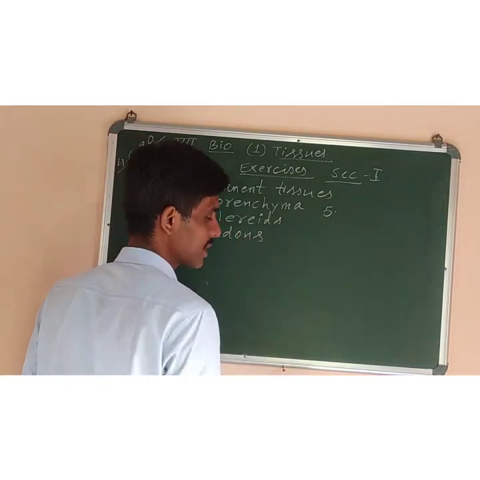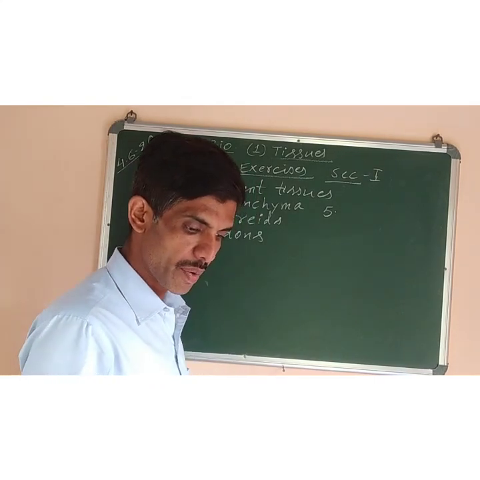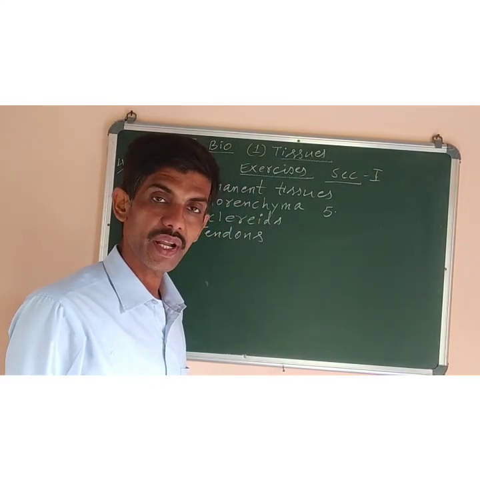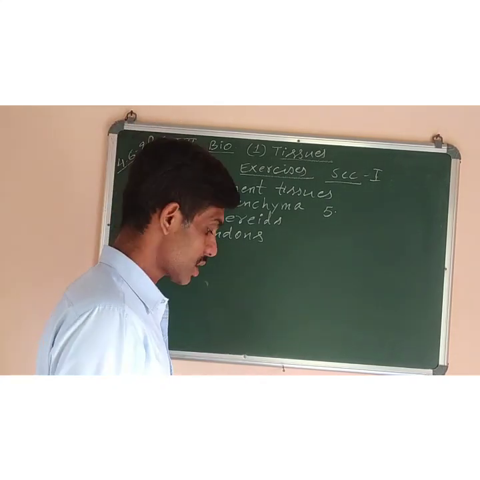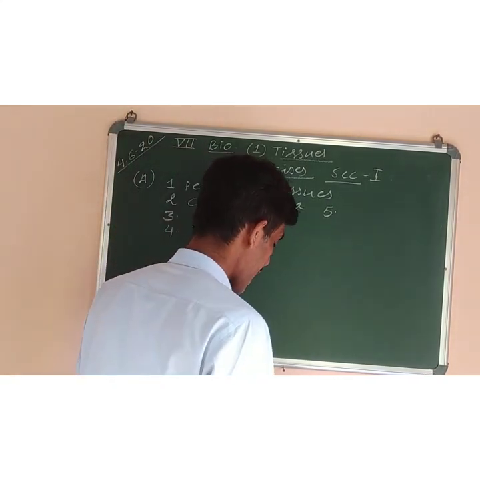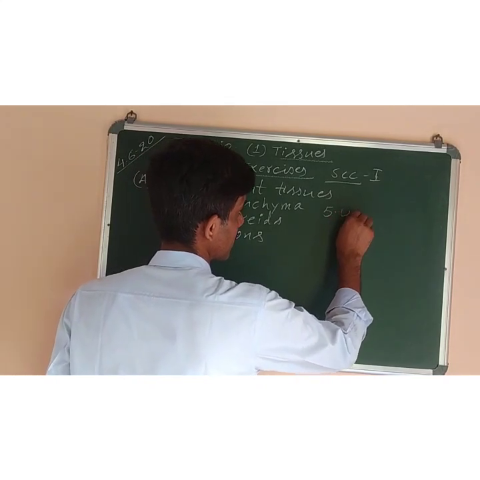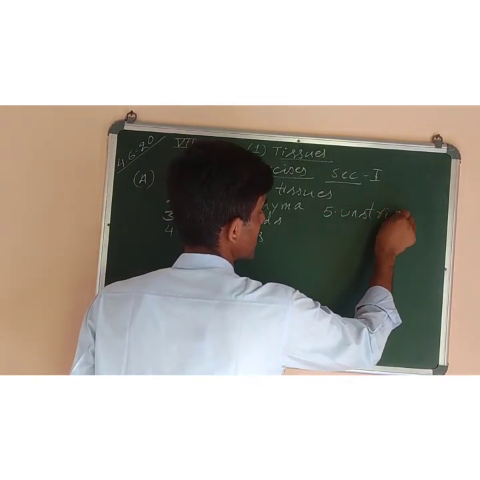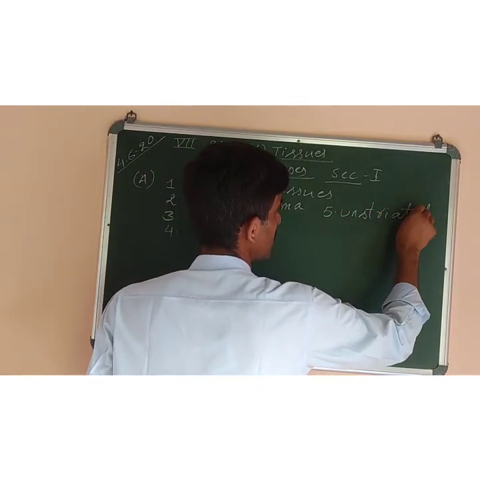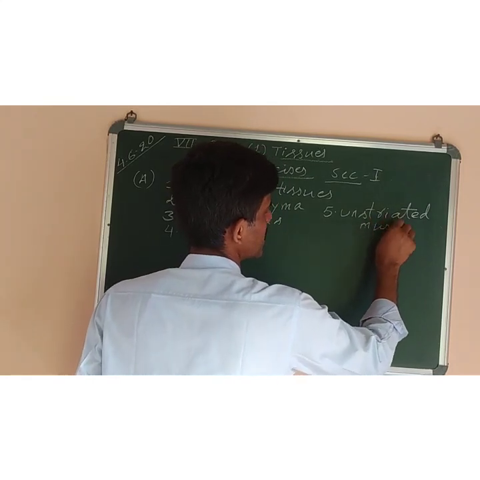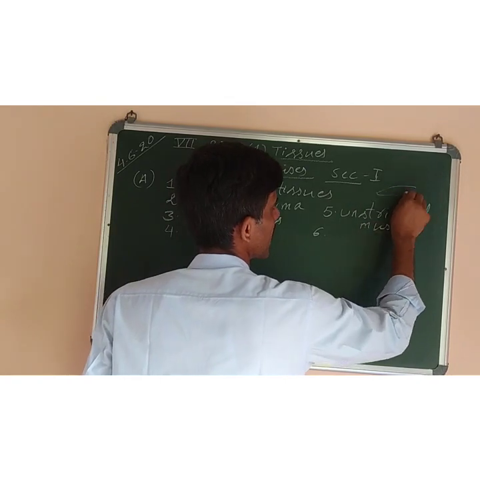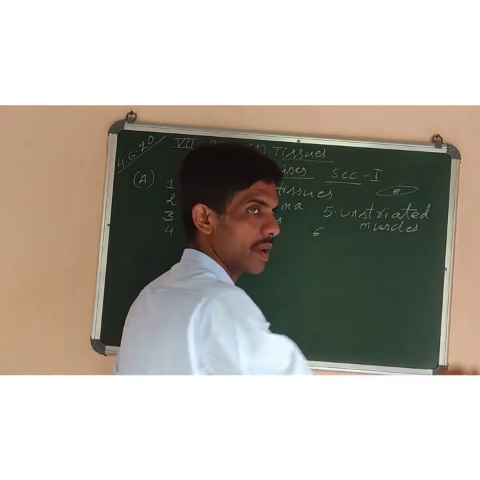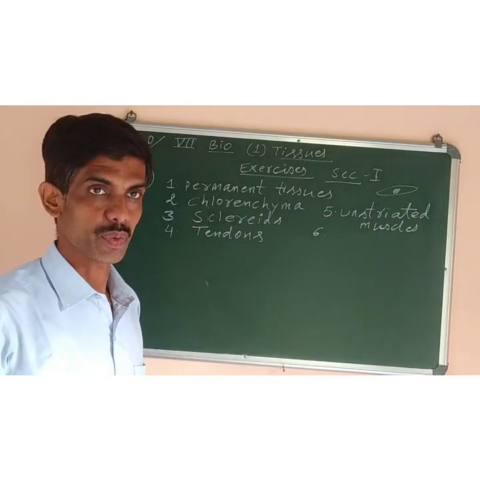Then the fifth question is the type of muscles that is made up of spindle shaped cells. So it is known as smooth muscles, or it is also called unstriated muscles. Better you write unstriated muscles. Smooth muscle is also correct. Unstriated muscles or smooth muscles are made up of cells which are spindle shaped like this. Such type of shape is found in the smooth muscles.